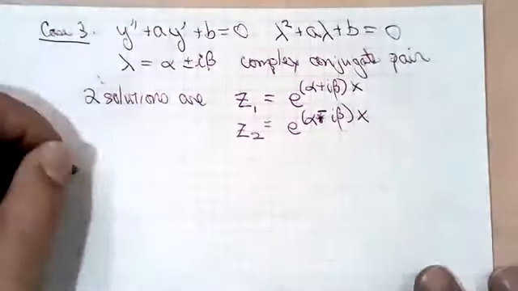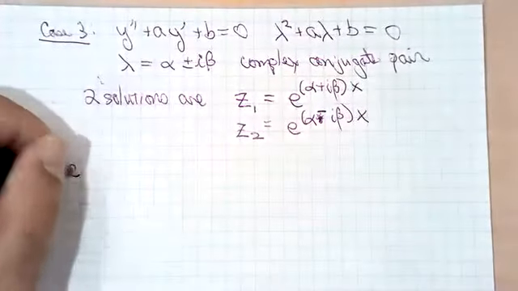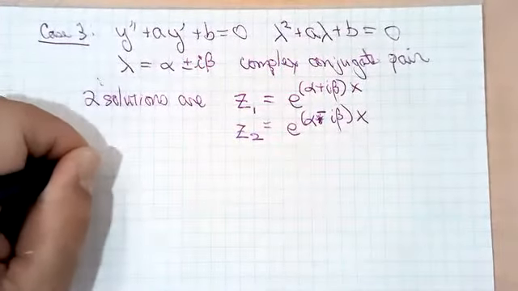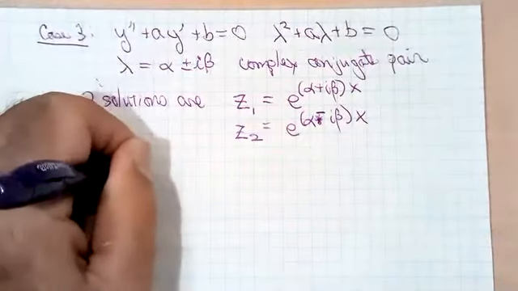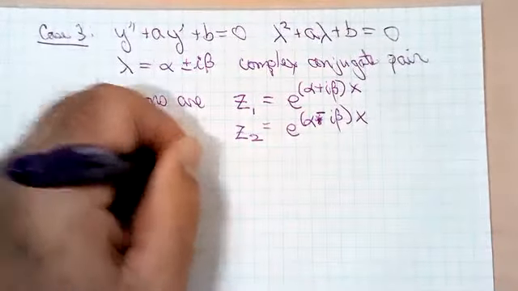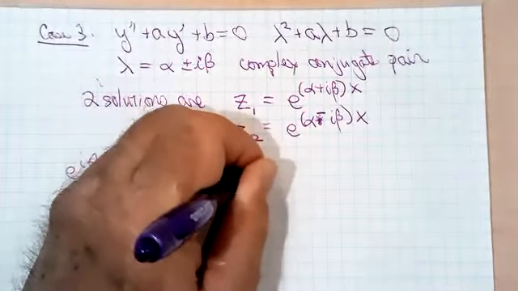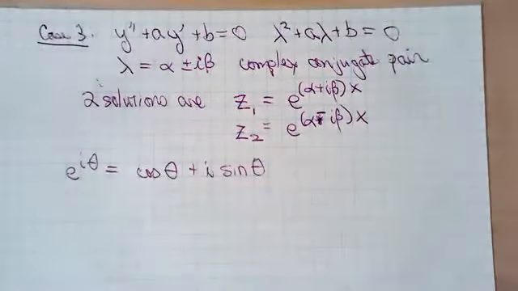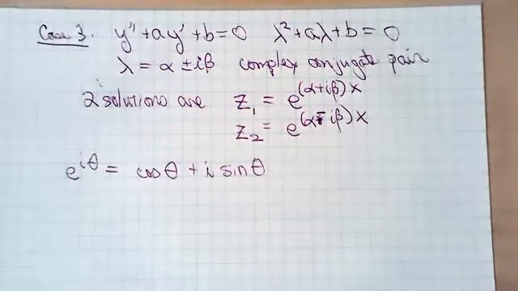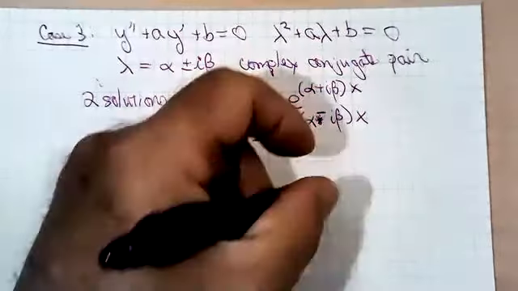Now, what we need to do that is this. e to the i theta is equal to cosine theta plus i sine theta. And this even has a name, which I've forgotten. Oh yeah, Euler's formula.